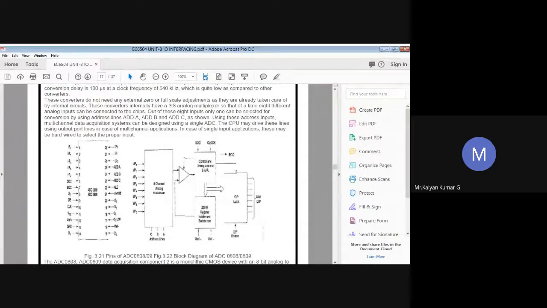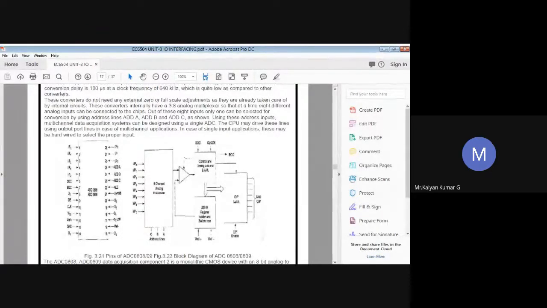I hope you have studied the multiplexer. For 8 inputs, we'll be having 3 select lines with one single output. Correct? Same concept. Here also we have a 3-bit binary input, and this 3-bit input is used to select one of the 8 analog signals for conversion at any given time.